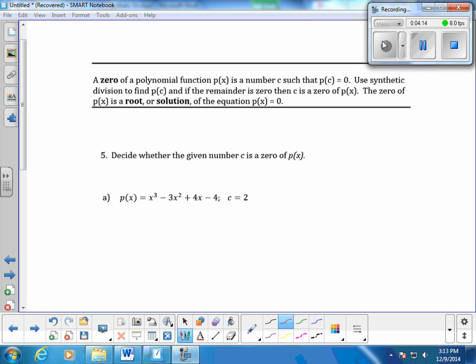So with that in mind, a 0 of a polynomial function p of x is a number such that when you evaluate it, you get 0, like in the last example. It says use synthetic division to find if it has the remainder 0, and also the 0 to see if 0 is a root or a solution to the equation. So basically when we evaluate these, if we get 0 as the remainder, we know that is a root or a solution to the original function.